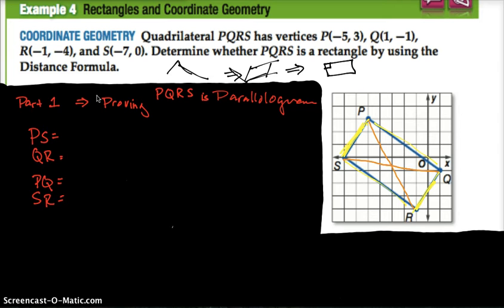So part 1 is proving that PQRS is a parallelogram. And so we're going to first check out PS and QR in terms of their length, and then PQ and SR. So let's see what we get.